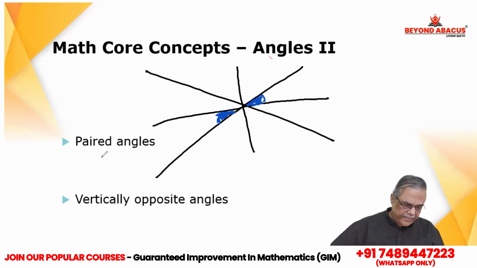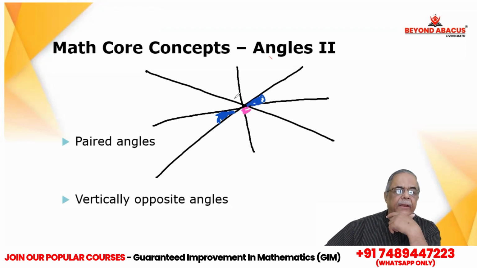Let us take one more example. Suppose I take this angle. Now, which is the angle vertically opposite to it? This angle is formed between which two lines? This line, it can be seen in many ways. So this is there and this is the other.